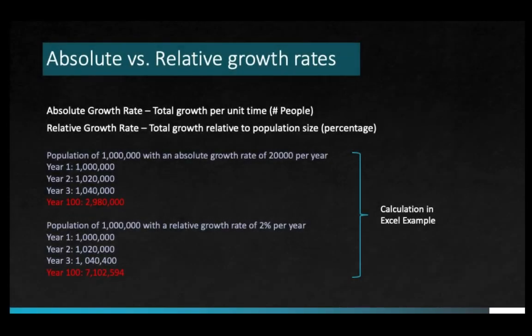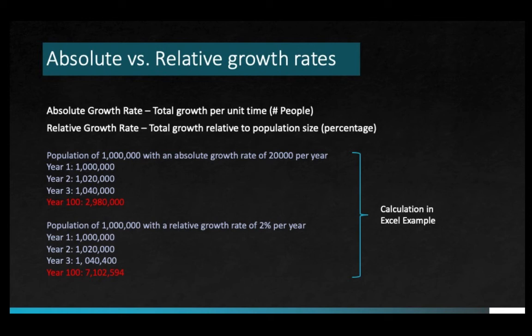Now we need to talk about growth rates, and specifically the difference between absolute and relative growth rates. We'll do this quickly here, but there's a calculation example in Excel that will let you build your own model for estimating population growth. All right, so first, absolute growth rates are just total growth per unit time, usually measured in the number of people added to the population in a day, a month, or a year.